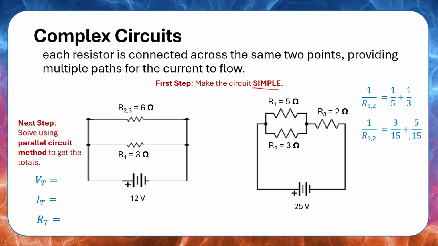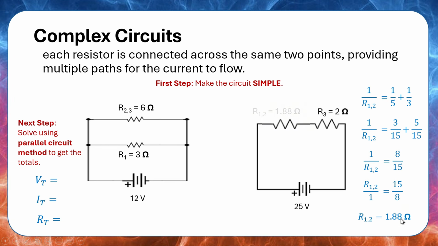Okay, and since they have now the same denominator, we can now add them up. 3 plus 5, that's 8. So we have 1 over R1 and 2 equal to 8 over 15. And again, this is not yet the answer of R1 and 2. We need to flip them. And 15 is now on top and 8 at the bottom. Simplify. 15 divided by 8, that is 1.88 ohms. So this entire thing will now turn into one resistor that is equivalent to 1.88 ohms.